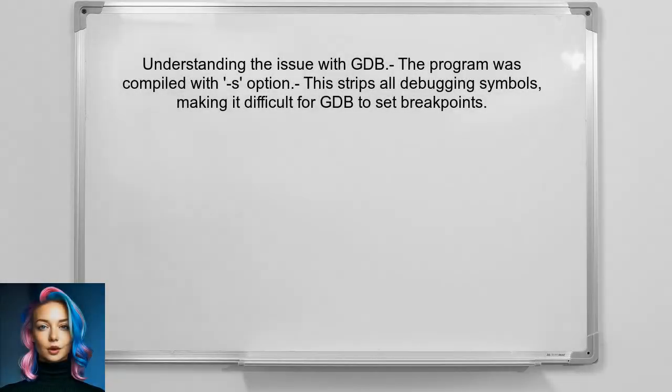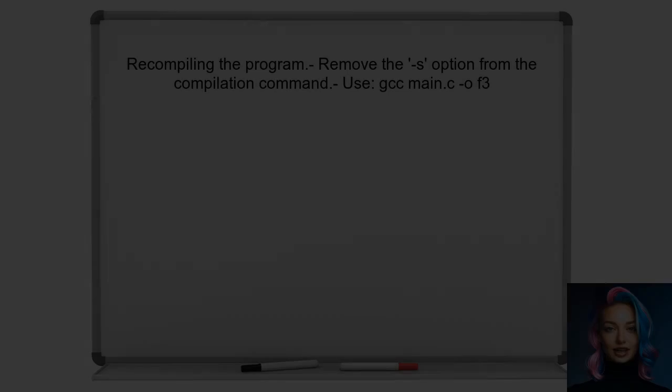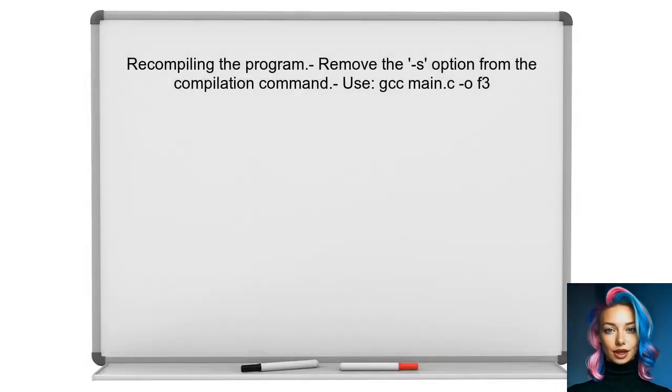To understand why GDB cannot insert the breakpoint, the user should first check if the program was compiled with debugging symbols. Since the user compiled the program with the -s option, it stripped all debugging information. Next, the user should consider recompiling the program without the -s option. This will include the necessary debugging symbols that GDB needs to function properly.